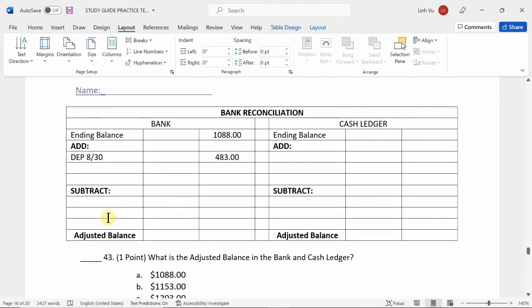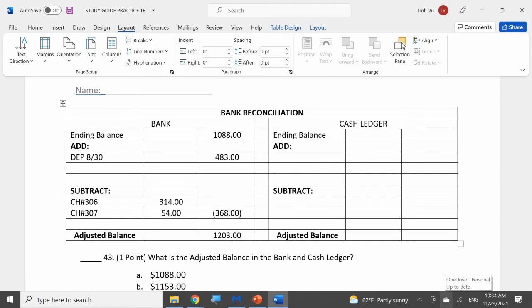Okay, so that's what I'm going to do. I'm going to say check number 306 for $314. And then we have check number 307 for $54. Okay, so then what is the total amount that I need to subtract? 368, right? So in this case, let's go ahead and calculate our grand totals here. So if I started out with 1088, I'm going to add 483, and I'm going to subtract 368. 1203 is the total. Okay.